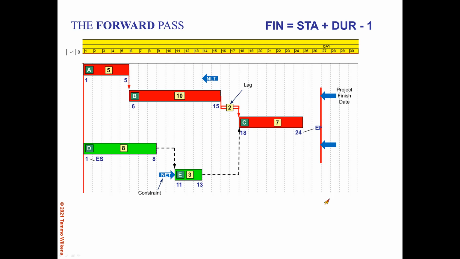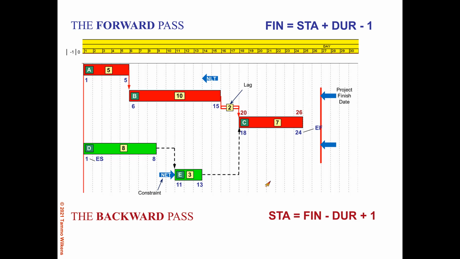We look at our forward pass, and again, we come up with day 24 on the early finish for activity C. But now for the backward pass, the calculation starts on day 26. So the late finish date for activity C is day 26. Still applying the same formula, 26 minus 7 plus 1 gives us day 20 as a late start date.